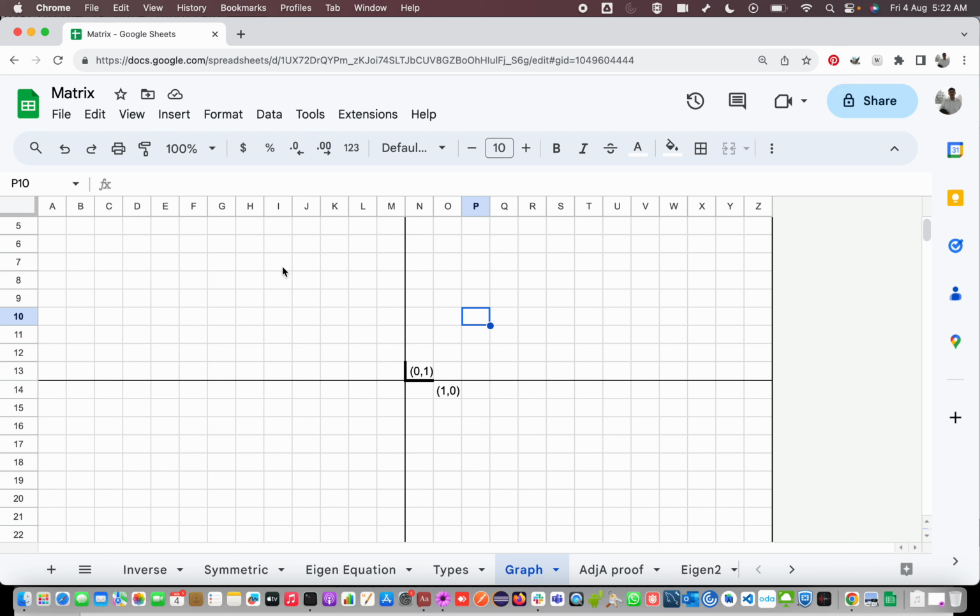This is a graph of x and y axis. I am going to explain what is eigenvector graphically. Okay, so this graph has got four quadrants. So first, second, third, and fourth. So origin is here, and this is 1 comma 0. This is 0 comma 1.